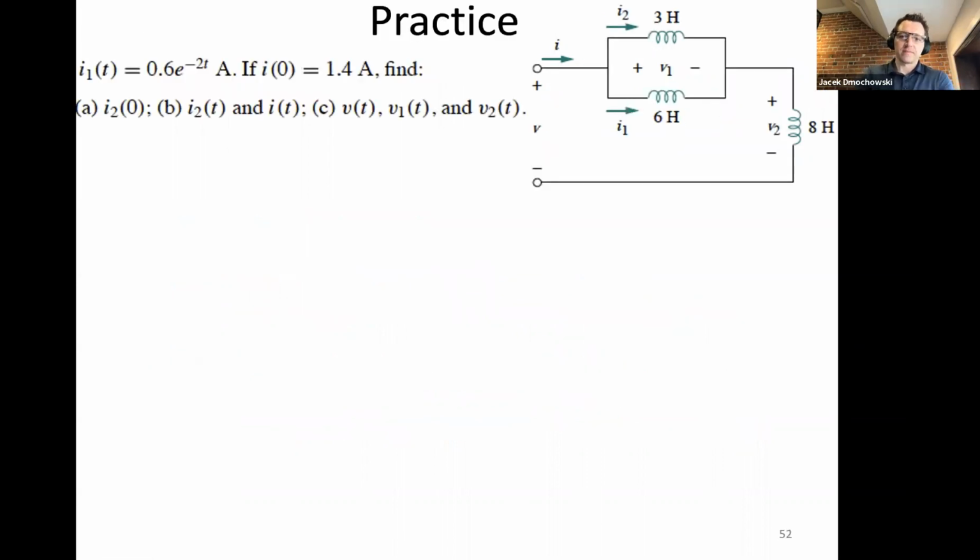All right, let's do this one. Hopefully I can get a lot of help from you guys. So we have I1 of t. We're given an expression for this current here, and we're also told that the initial value of I is 1.4 amps. We're asked to find a whole bunch of quantities over here. So let's start off with the easy one. How can we solve for the initial value of I2? So the initial value of the current flowing through the 3 Henry inductor.